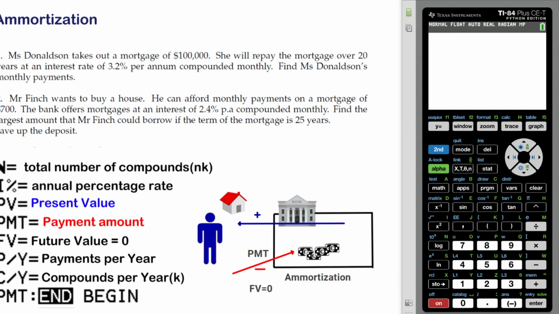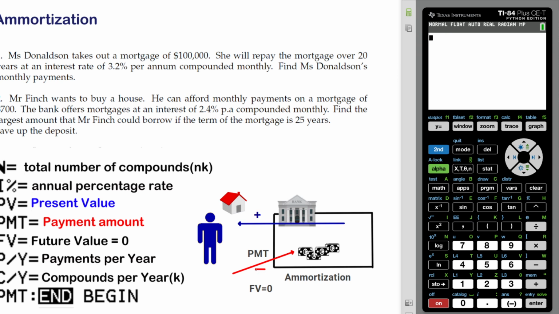Amortization or mortgages. So just a reminder of a mortgage, you get money from the bank to buy a house. So this is going to be the present value, the amount you borrow from the bank. And I'm going to enter this as a positive because you get the money from the bank. So it's a plus for you.